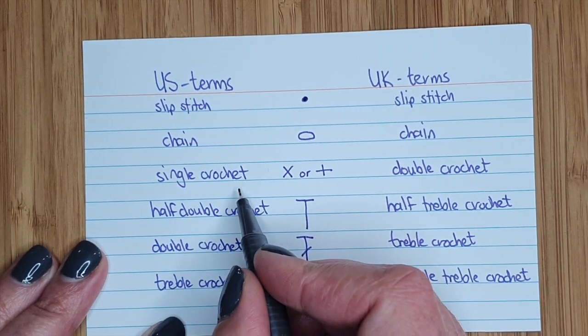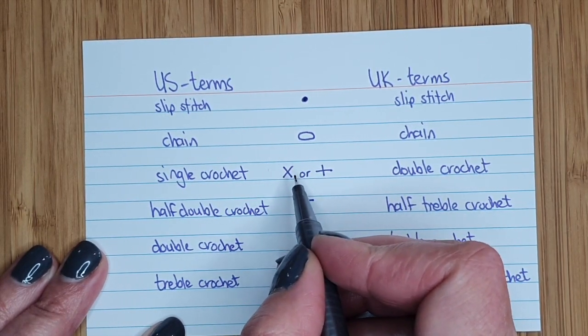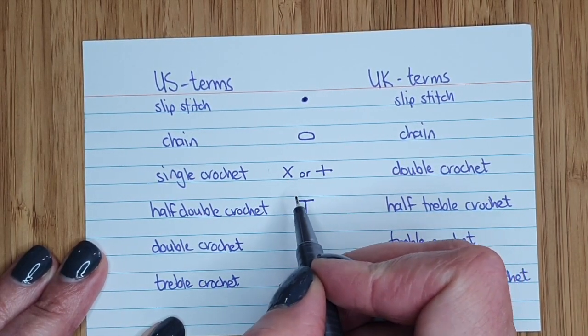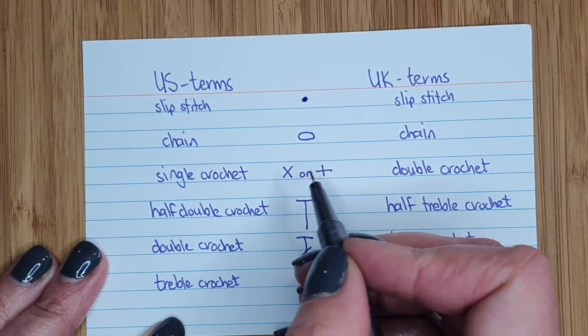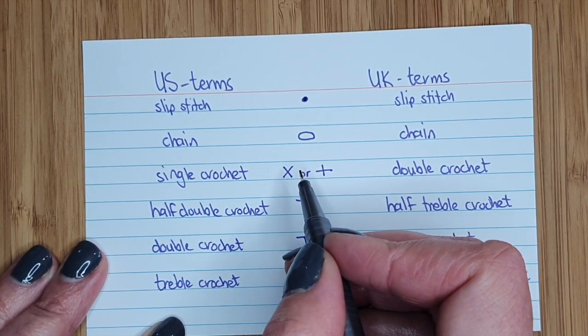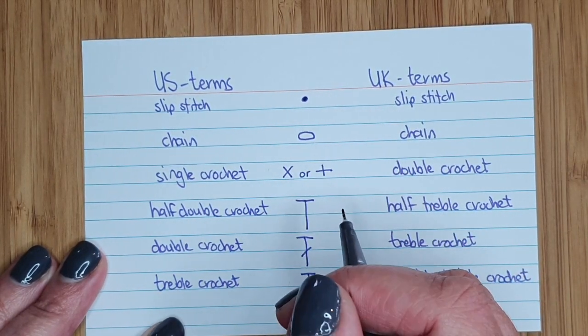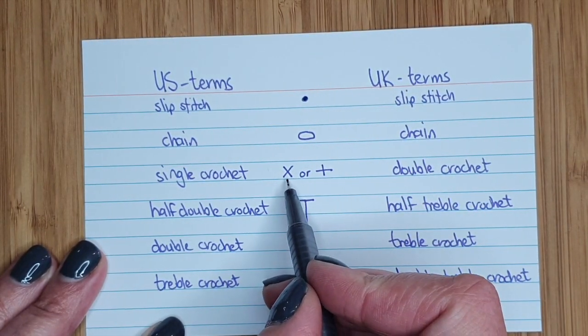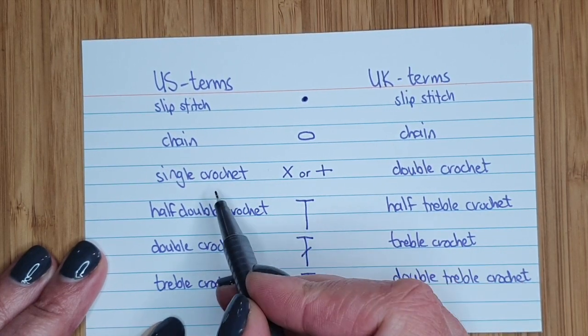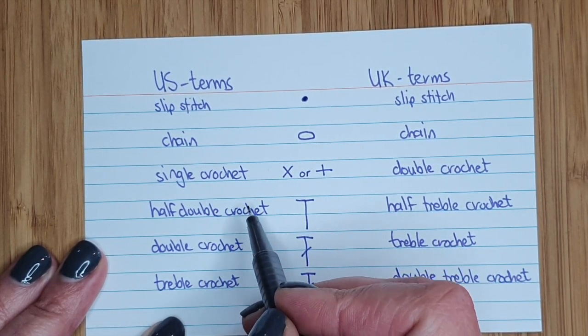Your single crochet is either a multiplication or a plus sign. It depends on the pattern, and it will show it on the pattern. At the start of the pattern, it will give you an abbreviation of all the stitches that's used in your pattern, and so it will show you whether it's a multiplication or a plus sign when they refer to your single crochet.